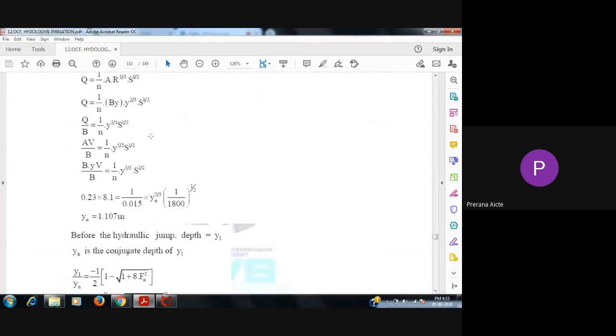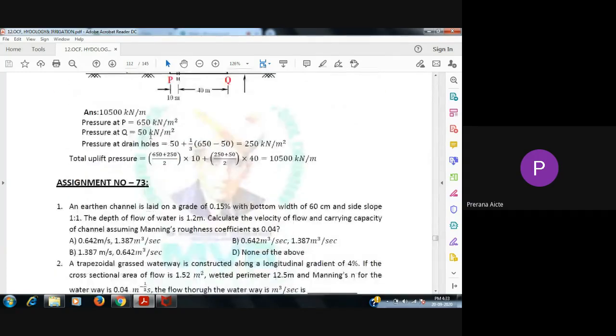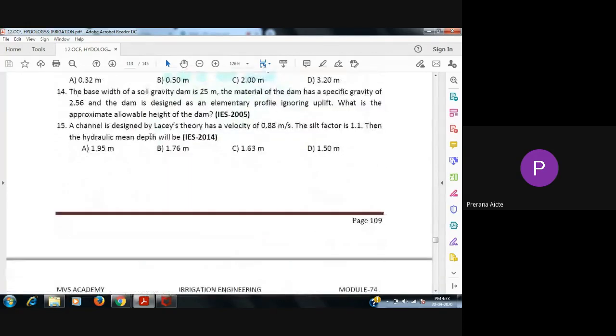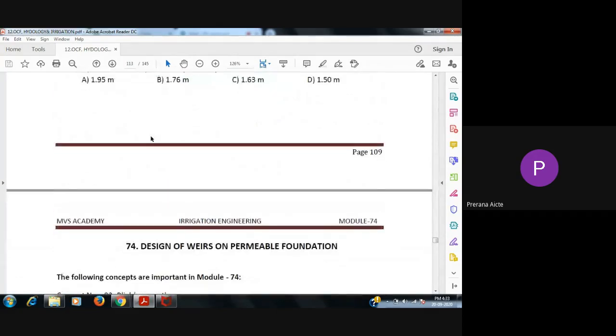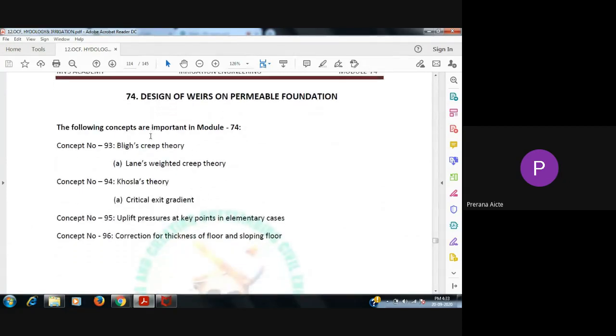This is some of the questions that I will share with you. Now, from this chapter also, one or two questions are asked. So design of weirs and permeable foundations.